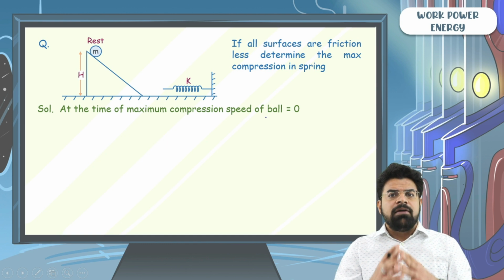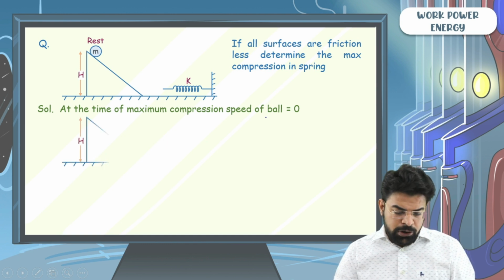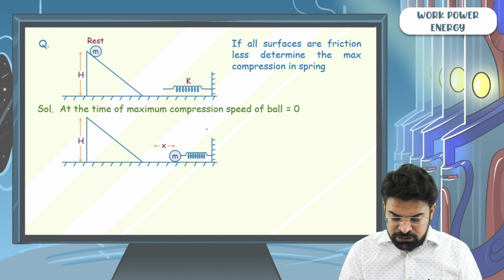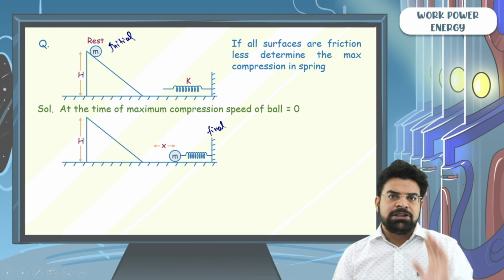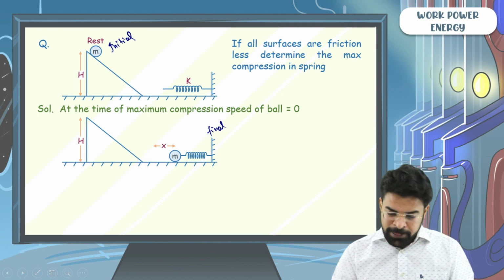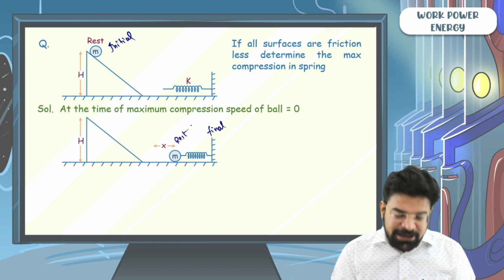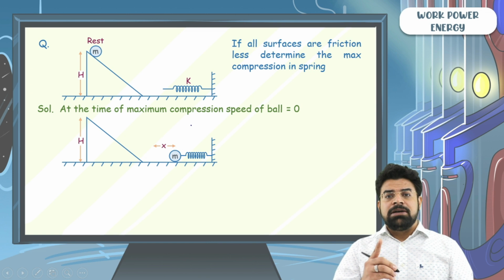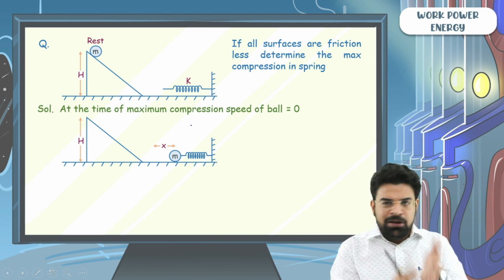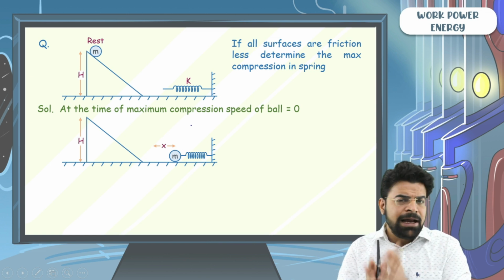Now all we have to apply is the work energy theorem. So visualize the final case. This is final, this is the initial case. Initially the ball is at rest, so its kinetic energy is 0. Finally again the ball is at rest, so again its kinetic energy is 0. We know that from the statement of work energy theorem, work done by all the forces equals the change in kinetic energy.